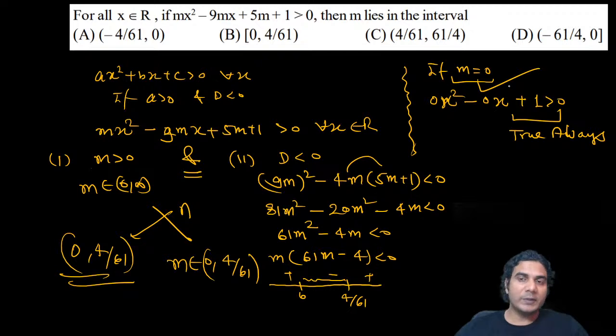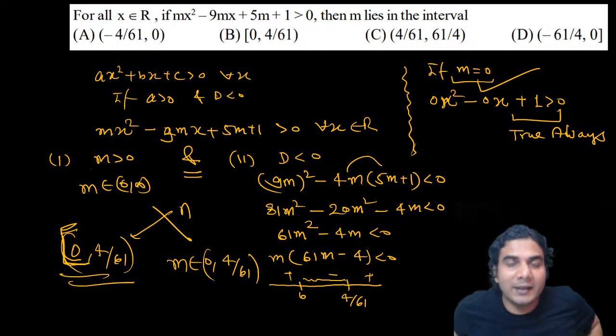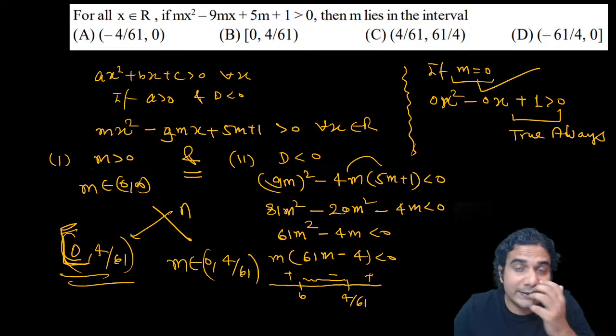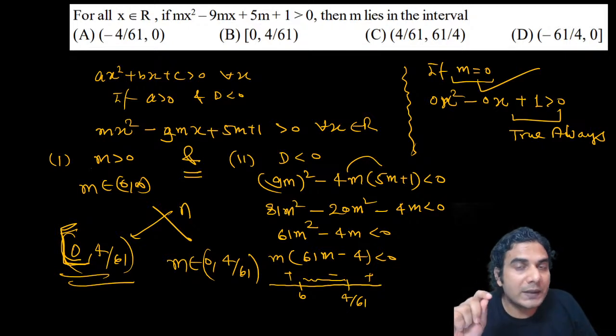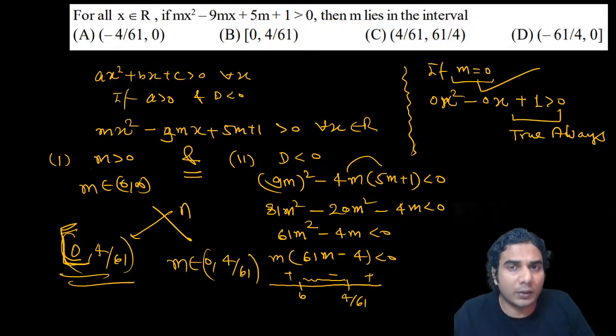That means yes, we can take m is equal to 0 also. So m is equal to 0 is also included. So the answer will finally be the closed interval 0 to 4 by 61. We applied the condition that discriminant is less than 0 and coefficient of x square is positive for the quadratic, but we put the coefficient of x square as 0 for the case of linear or constant. So that we checked separately, and that satisfies this equation. So this is also the correct answer, all right?